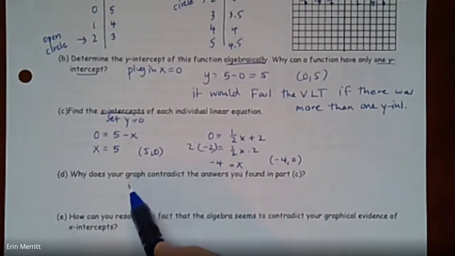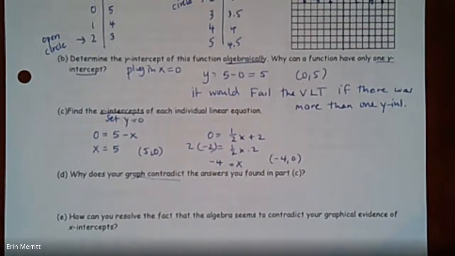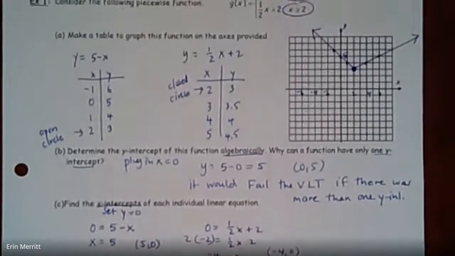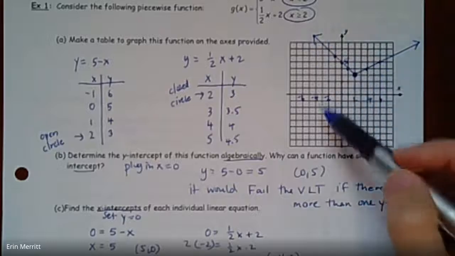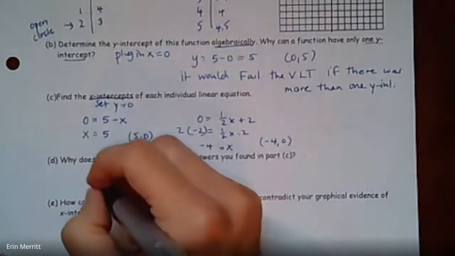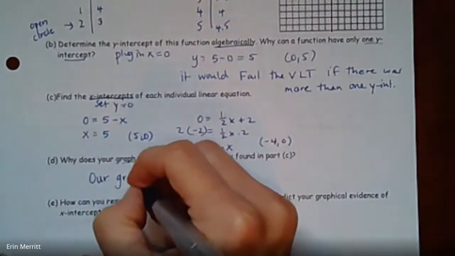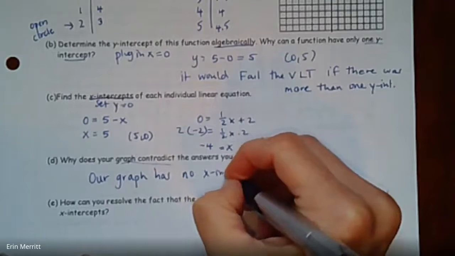When it says, why does your graph contradict the answers? Well, what we mean by that, if we look back at the graph, where does our graph hit the x-axis? Well, nowhere, right? It doesn't cross it at all. So when it's saying, why does your graph contradict it, we can say our graph has no x-intercepts.